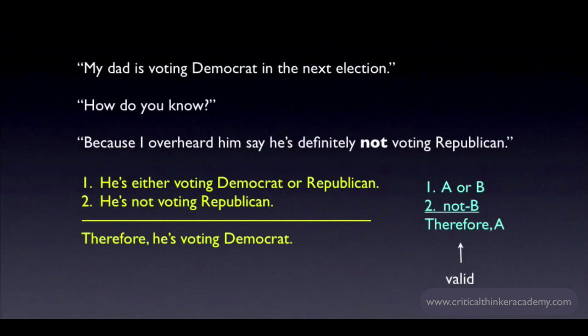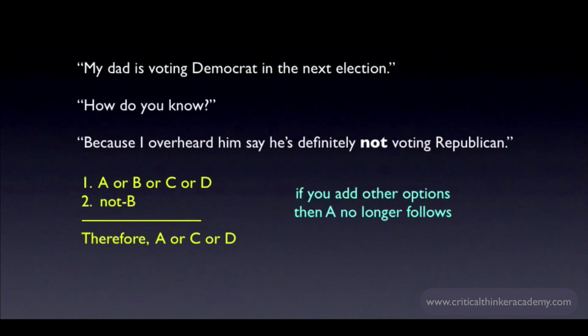Note that you can't fix this argument by including the other options, because then the logic wouldn't work. If you add the other options, then you can't infer any single one of them. If the options are that he'll definitely vote Democrat or Republican or Green or Libertarian, and you know that he's not voting Republican, then all you can infer is that he's going to vote Democrat or Green or Libertarian. The logic won't let you pick out any single one of them.